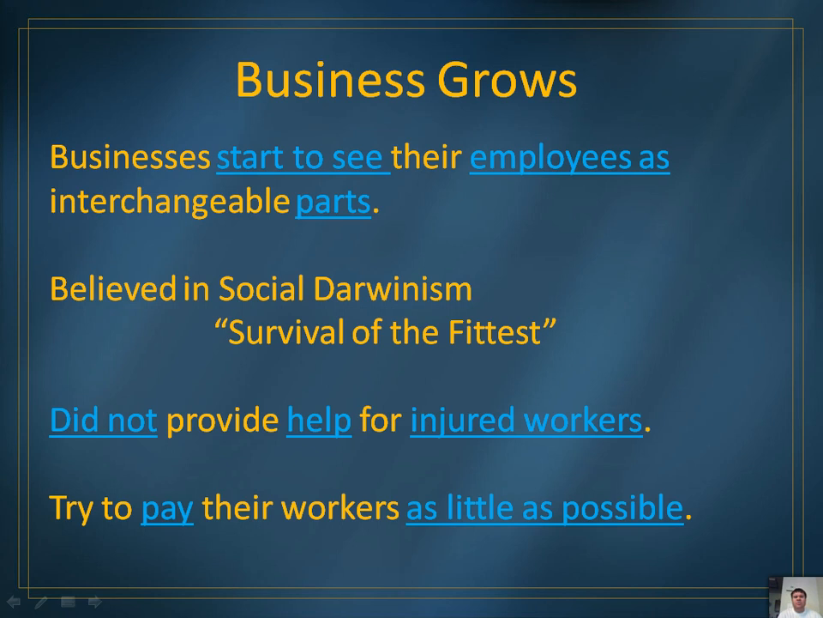During this time, businesses start to see their employees as interchangeable parts. So if one employee is hurt or injured or can't work, they can put another employee in that same job and not lose a beat. They believed in something that was called social Darwinism, which was the survival of the fittest. If you were strong enough to work at that job and be safe in that job, then you were going to survive. If you weren't strong enough, then you would get hurt or injured and lose your job, and you weren't someone to be worried about.